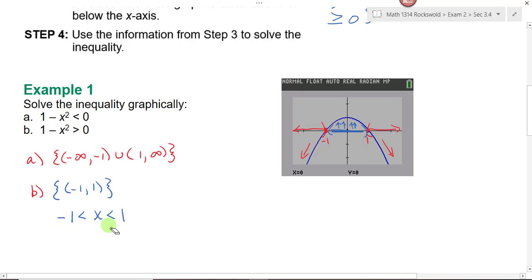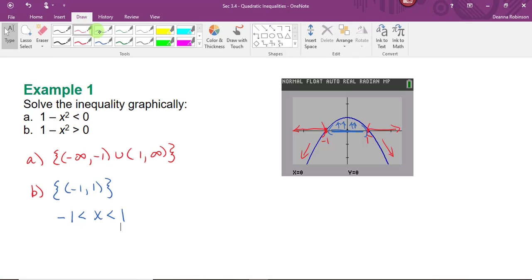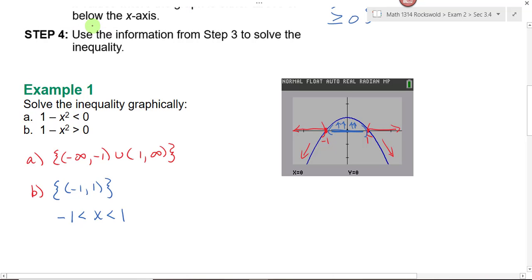This is writing your answer as an inequality. This is the same answer using interval notation. How would I express part A as an inequality? x is less than -1 or x is greater than 1. So this is the answer expressed as an inequality. This is the answer expressed in interval notation. But do you see how we get both answers just from looking at the graph?